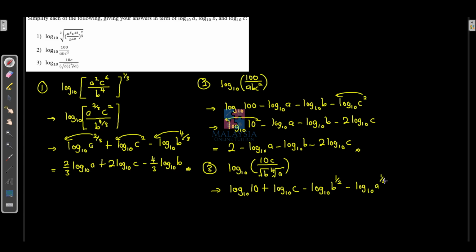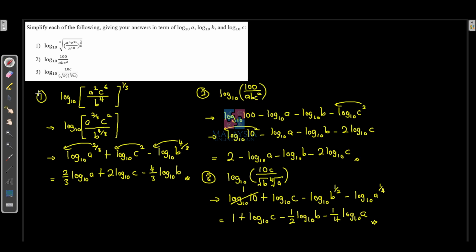Okay, so for the final step, you know that log base 10 of 10 is 1. So the final answer is 1 plus log base 10 of c minus half log base 10 of b, and then minus 1 over 4 log base 10 of a. As usual, we have all the answers in terms of log base 10 of a, log base 10 of b, and also log base 10 of c. So that's all for question number 3.